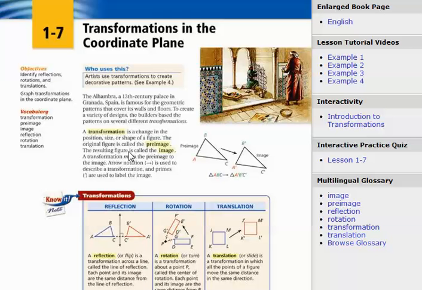Basically we're talking about two things: a pre-image and the image. The pre-image is the one that we start with. You can remember that by pre, beginning, or before. The image is what we end up with after we do the transformation, after we move the thing around or change the shape. There are different kinds of transformations that we're going to look at.